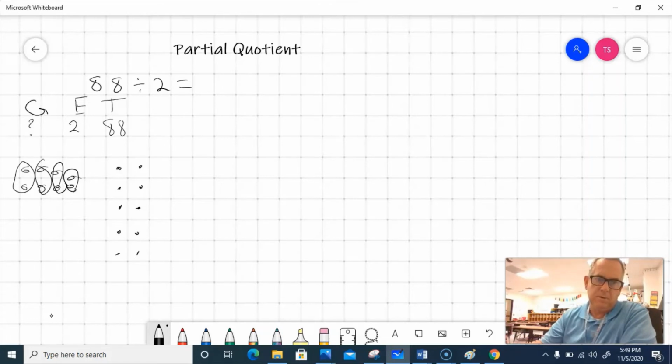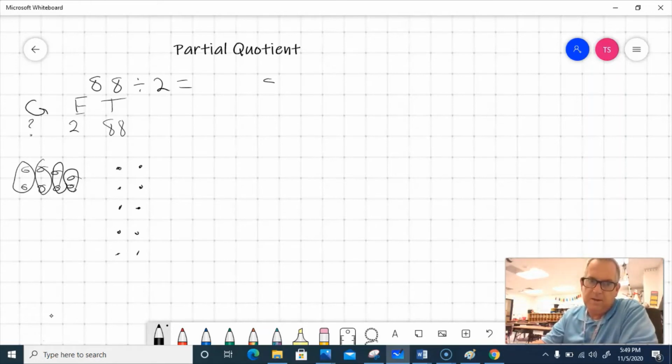So on a number like this, 88 divided by 2, and I'm trying to figure out how many groups there are, I think I'm going to try the partial quotient. We could do repeated subtraction, but that would also be a long problem. 88 minus 2, and then keep on subtracting 2. It's going to be quite a few. Okay, so we're going to use a partial quotient method of doing it. And it's basically very similar to repeated subtraction.